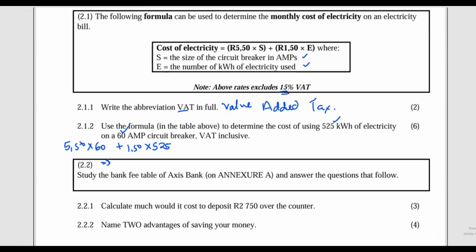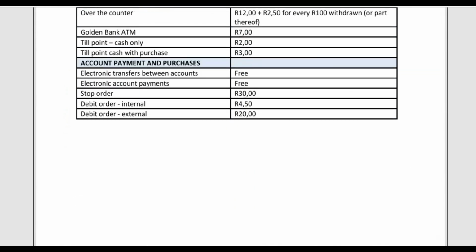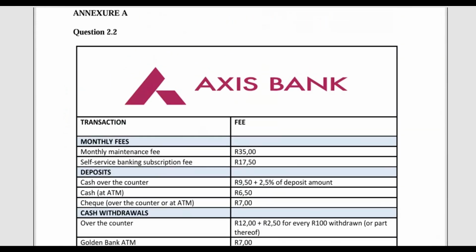Then 2.2, they want us to study the bank fee table of this bank on Annexure A and answer the questions. They want us to calculate the cost to deposit 2,750 over the counter. So let's see Annexure A, 27. Okay, there we go, Axis Bank. So we're looking at 2,750, this deposit, how much? Number one, maintenance fees of service. Our focus is the deposit, but we are depositing over the counter.